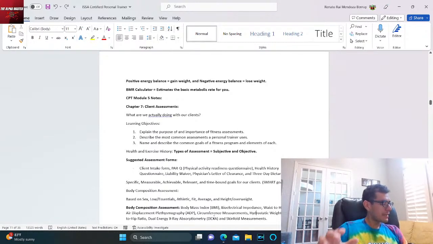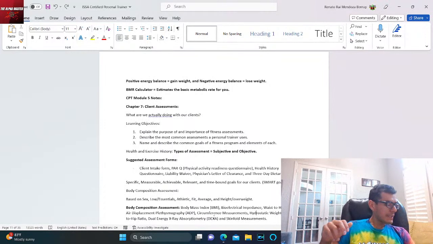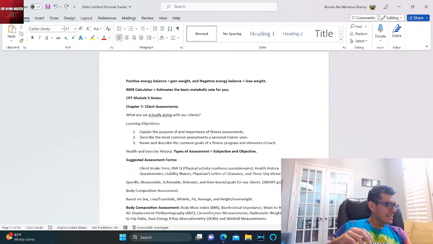Let's do this again. For males, you have 4 to 6% of low essentials. Athletic, you have 7 to 10%. Fit, you have 11 to 16%. For average, you have 17 to 25%. And finally, high overweight, you have 26% or higher. For females, low essential is going to be 10 to 12%. Athletic is going to be 13 to 20%. Fit is going to be 21 to 24%. Average is 25 to 31%. And high or overweight, you have 32% or higher.